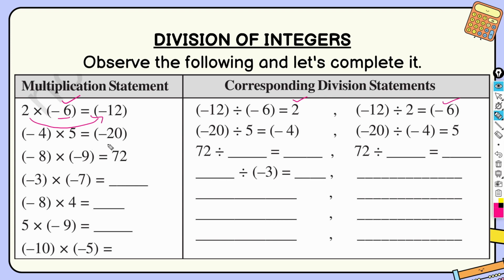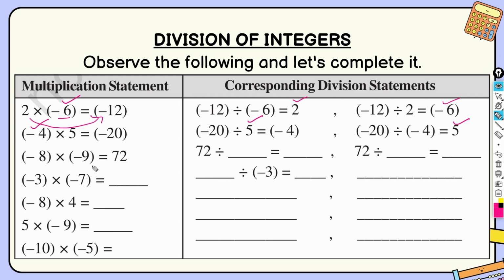In the second problem, minus 4 into 5 is equal to minus 20, because minus into plus is minus and 4 into 5 is 20. When we send 5 to the right side, this becomes minus 20 by 5, and the result will be minus 4. Similarly, if we send minus 4 to the right side, this becomes minus 20 by minus 4, and the result will be 5.